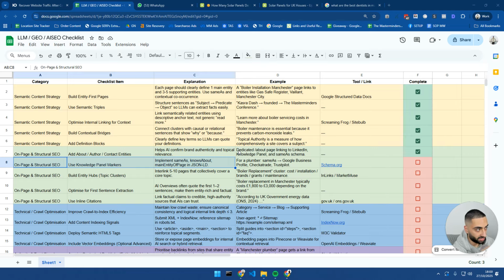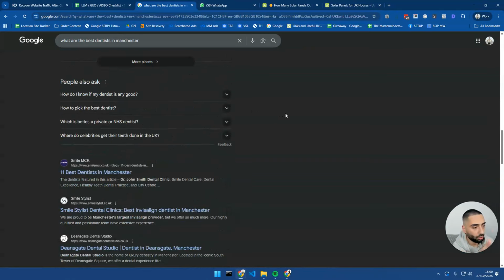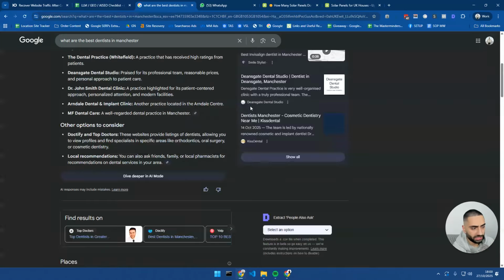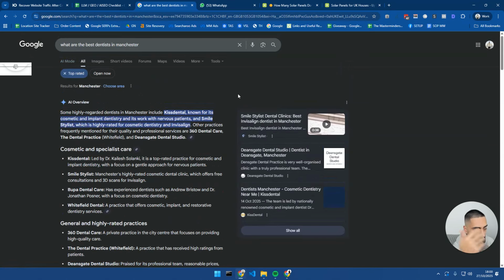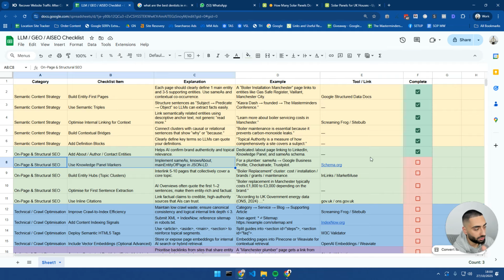Like previously, I searched for what are the best dentists in Manchester, and although ChatGPT, I believe, or OpenAI have recently come out and said, we do not look at schema, we just look at what's being said on the actual website. But in some cases, if you are trying to rank higher, or if you're trying to be seen as a major entity, for example, in Manchester for a dental practice, I would still recommend using schema. I would definitely not completely ignore it.